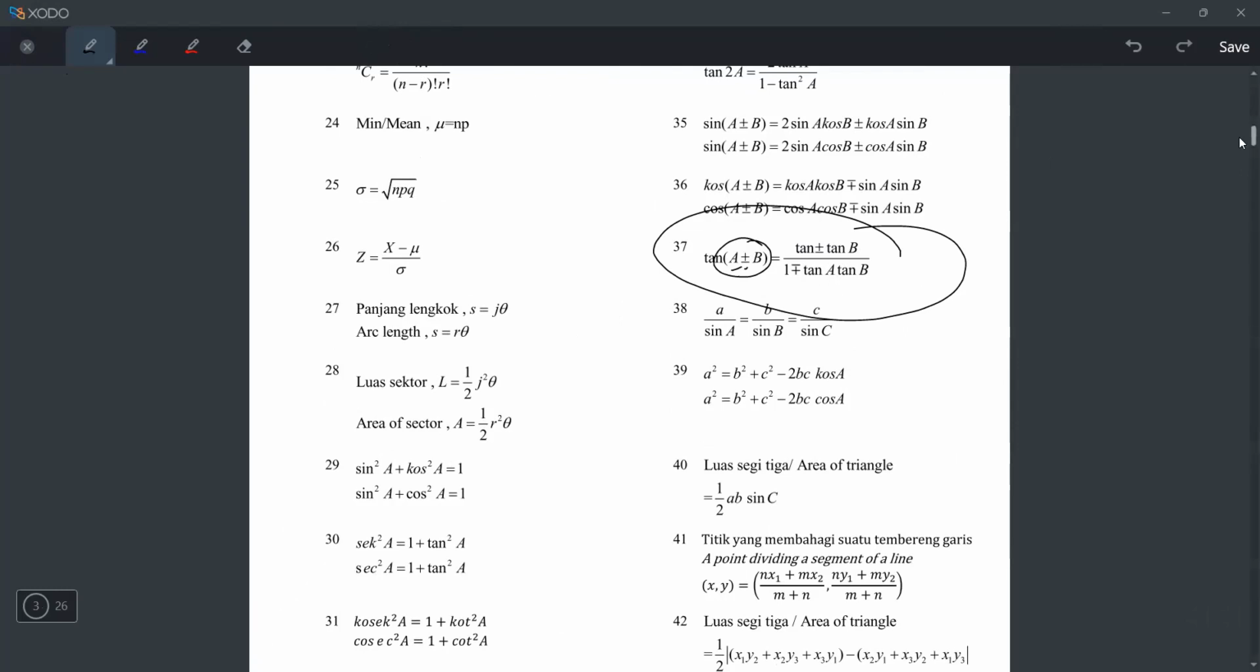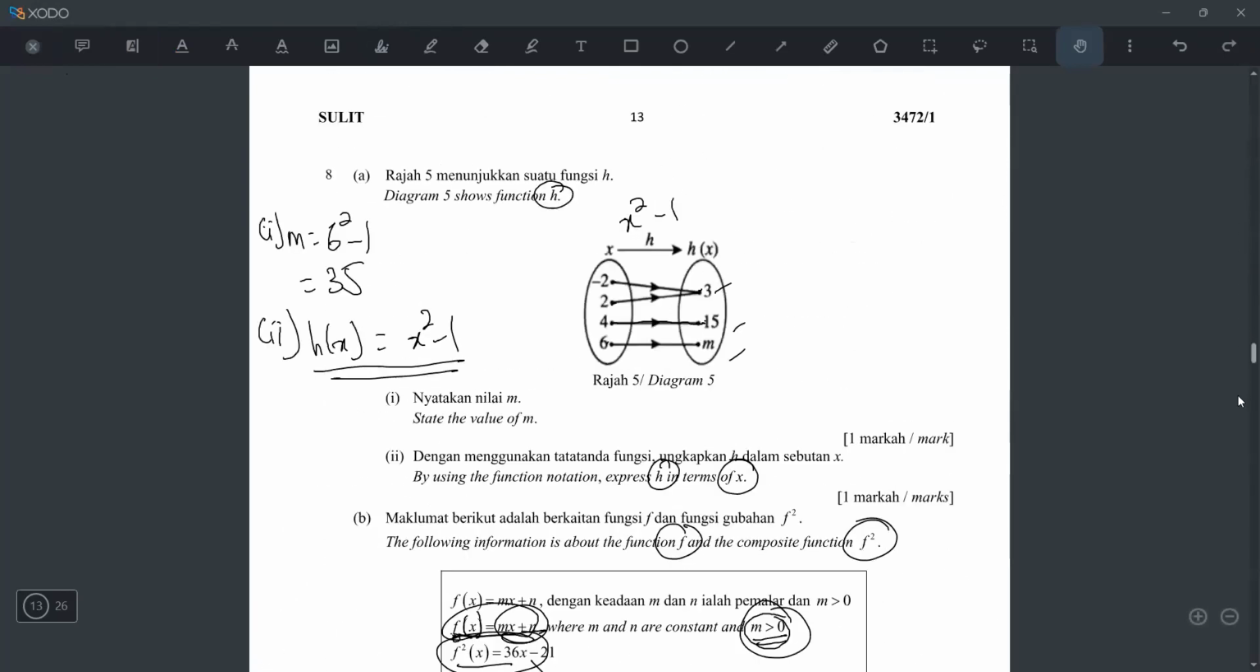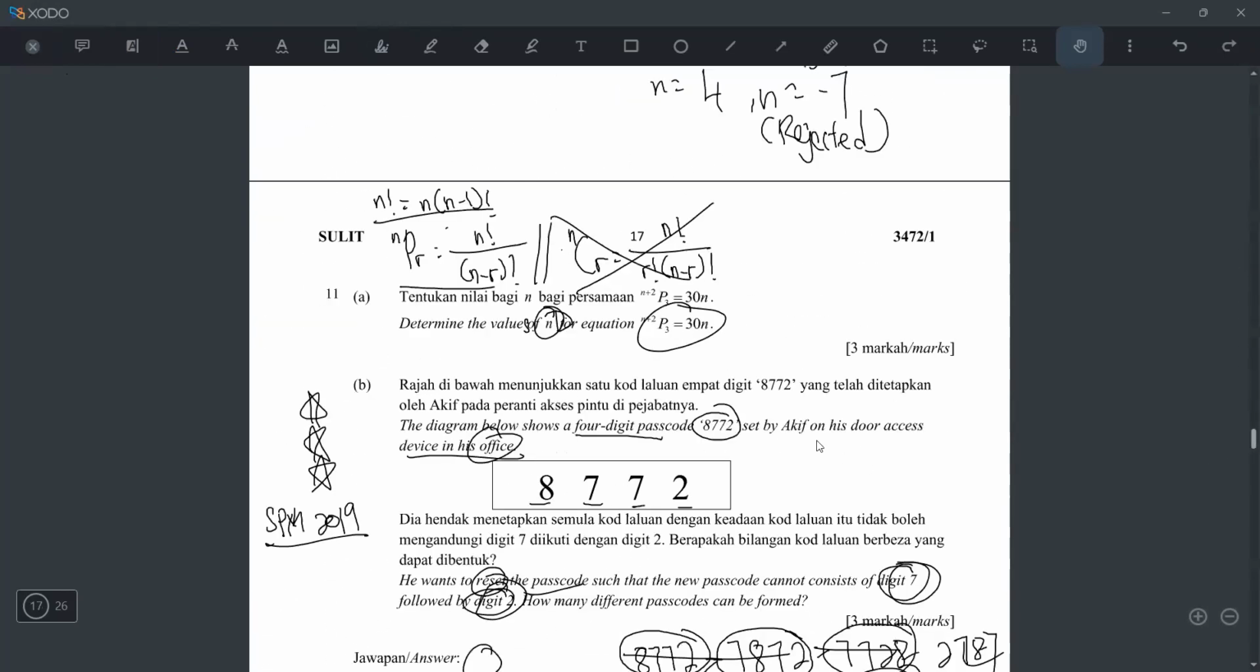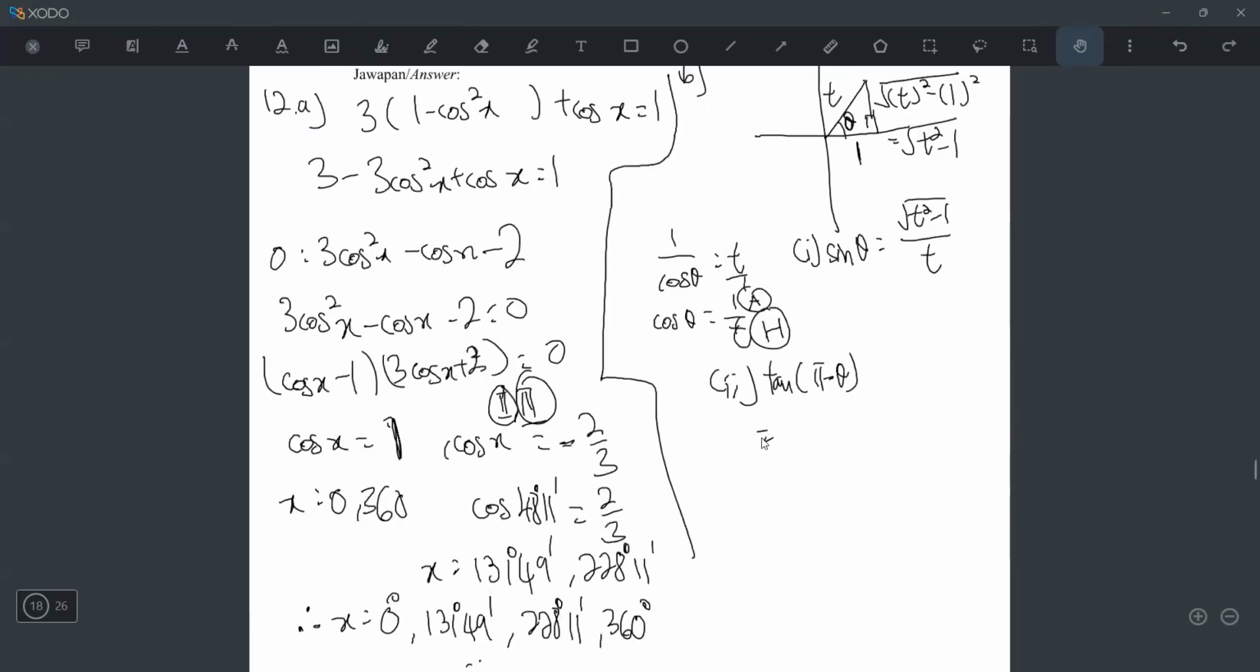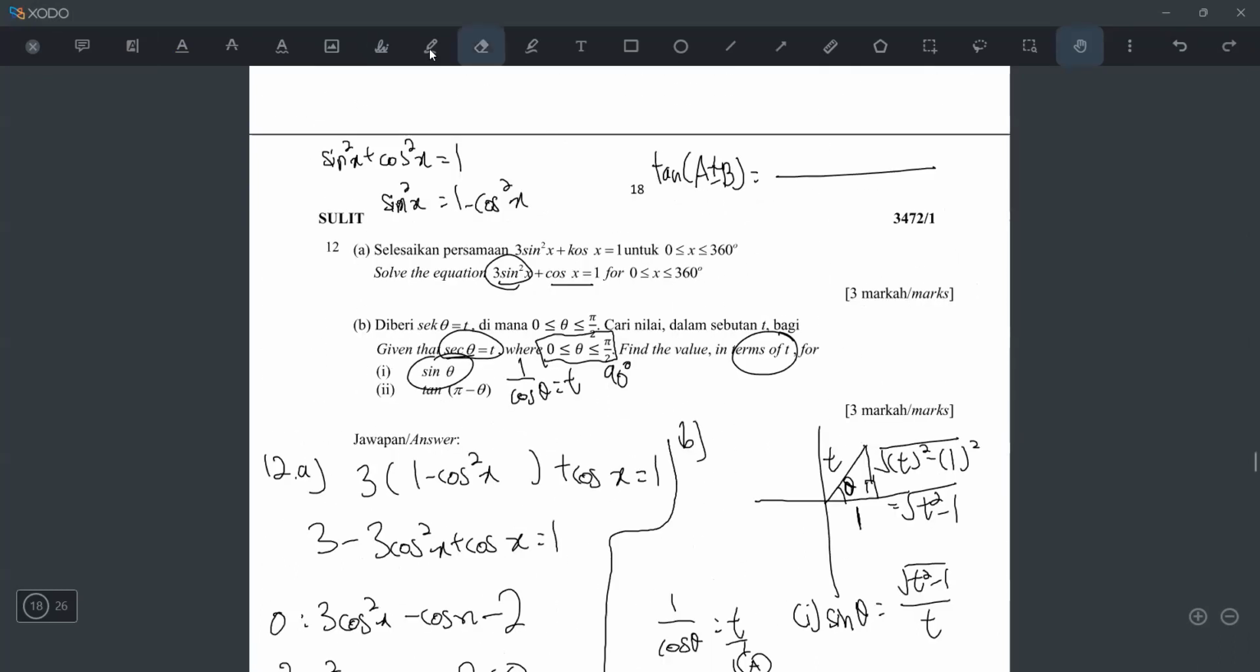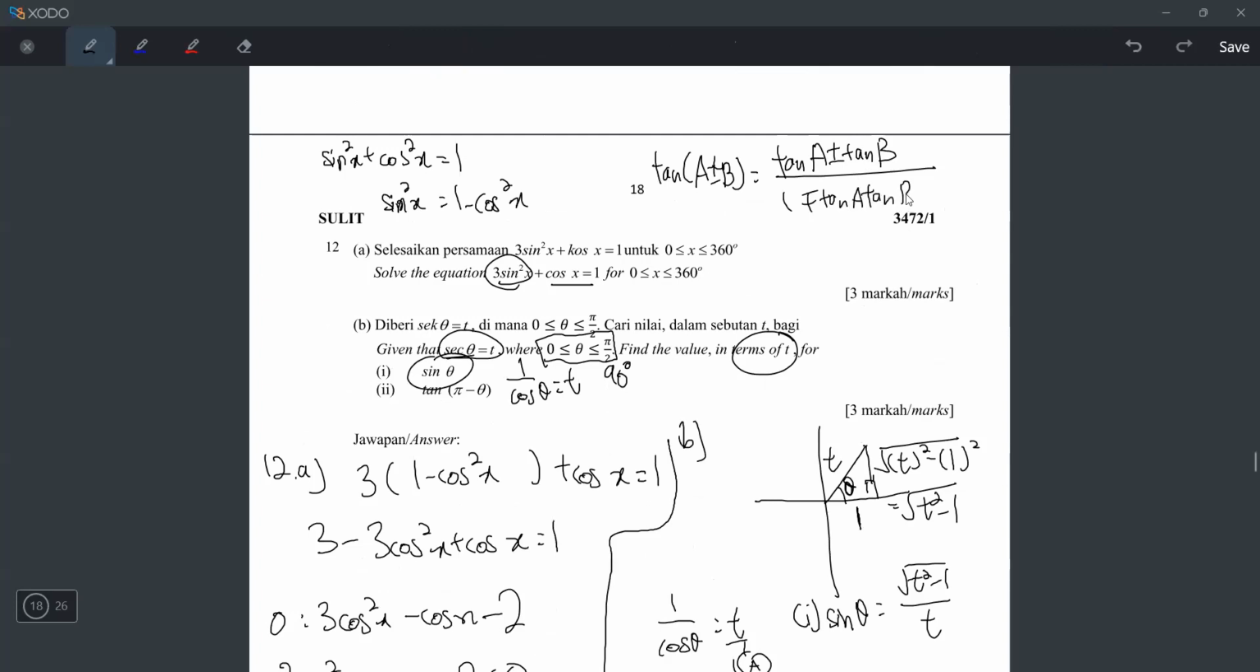So let's write this down. Let's scroll down, back to the question. Okay, here. So what's the formula? Tangent A plus minus tangent B over 1 minus plus tangent A tangent B. It means if this is plus, then here will be plus, and here will be minus. If this is minus, then here will be minus, and here will be plus. It means if top, you read with the top. If bottom, you read with the bottom.